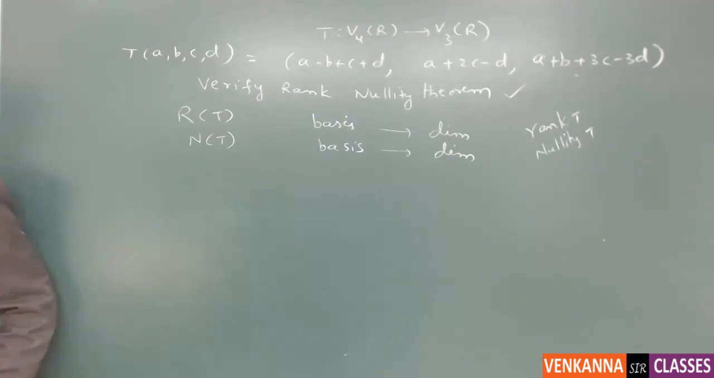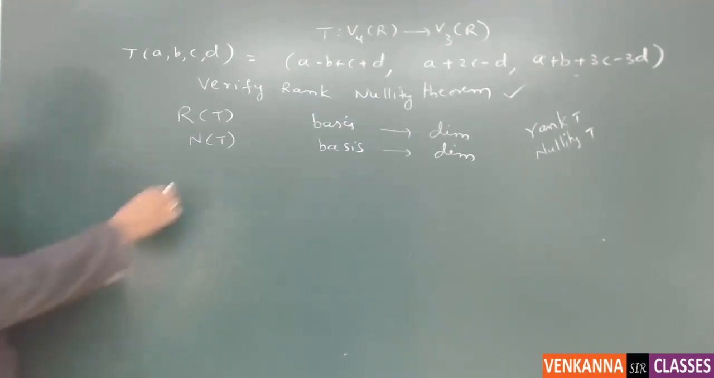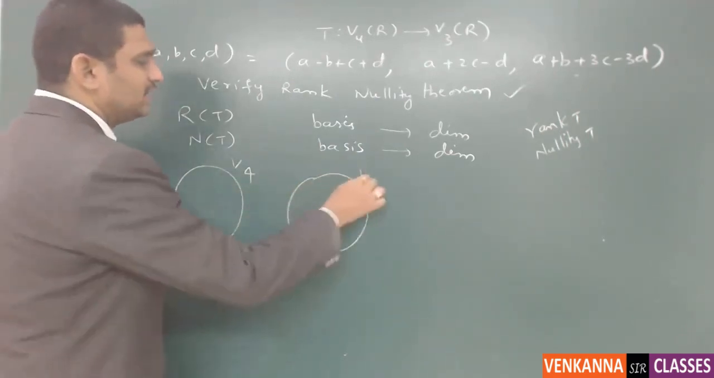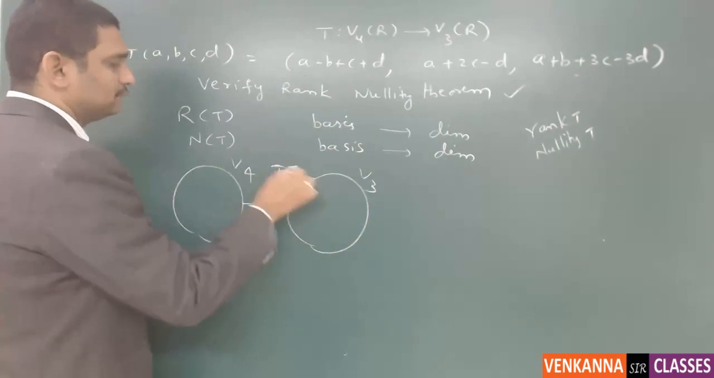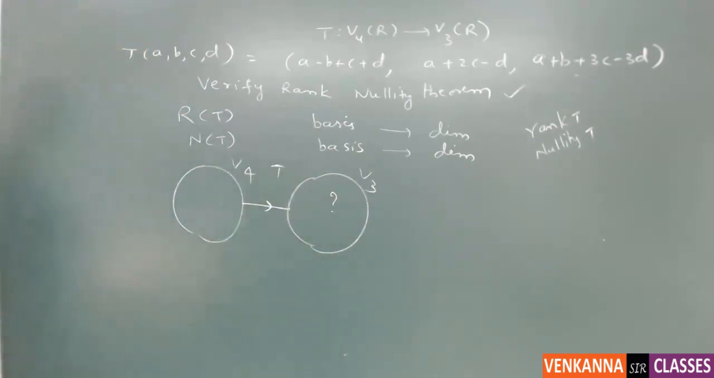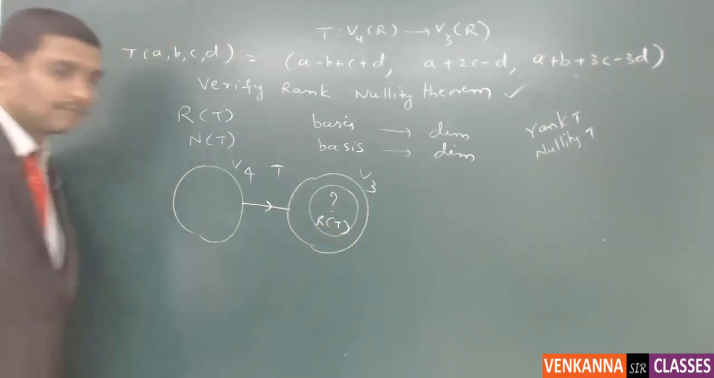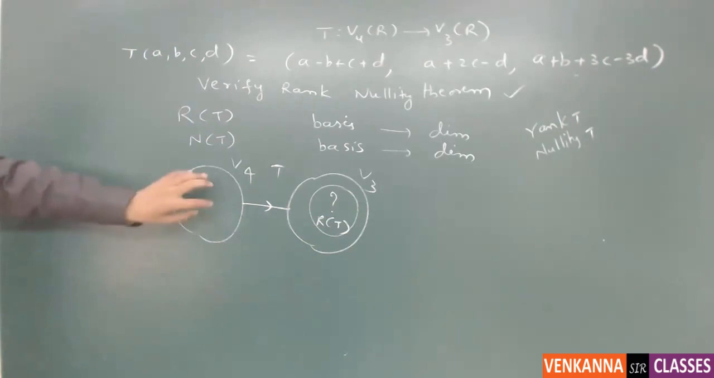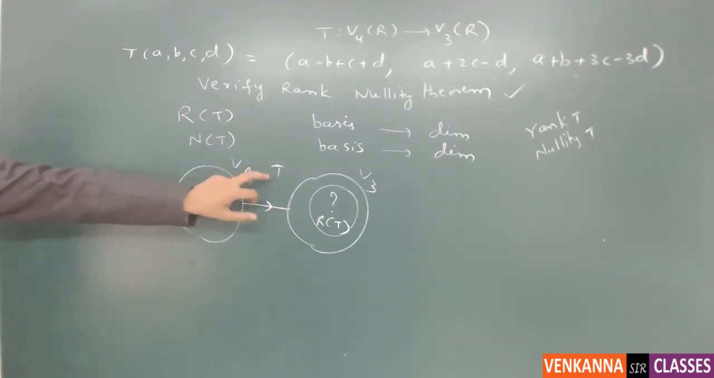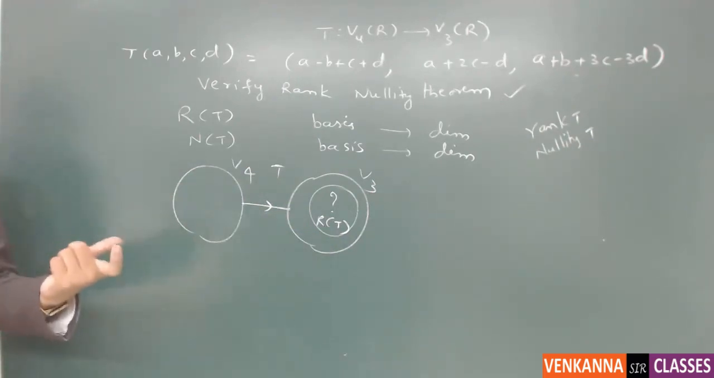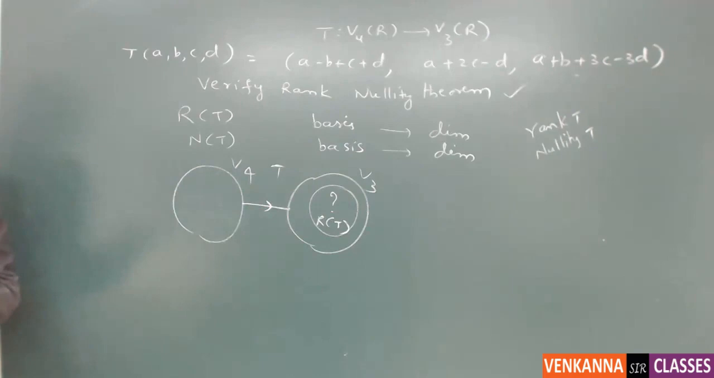All right. Now R of T is nothing but the image set. That means you should know what are the values in V3 under the function T, the images. Please understand, if you take some value here, by applying T, you will get the corresponding image here. So what values we should take here in order to get R of T?